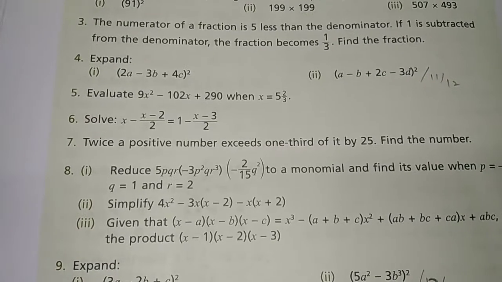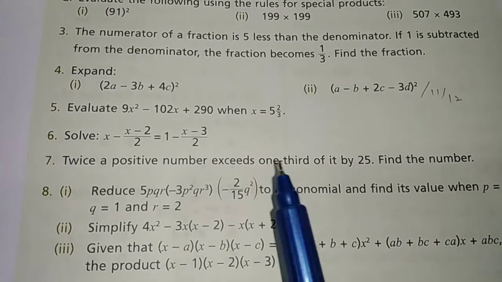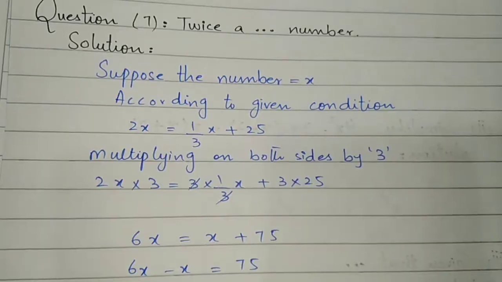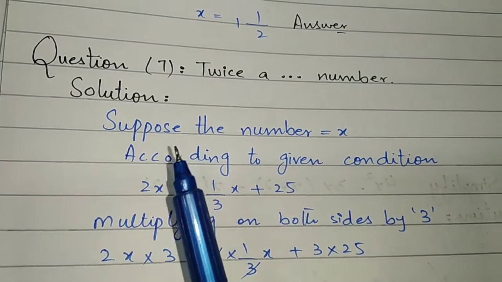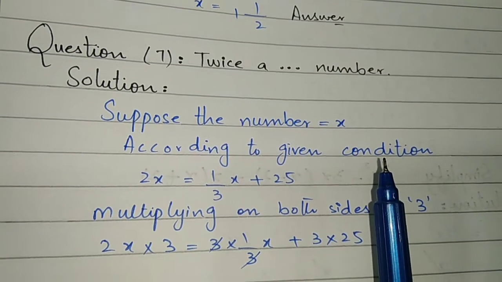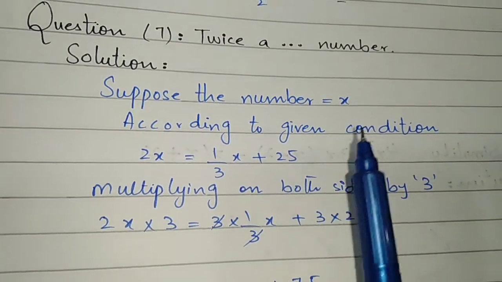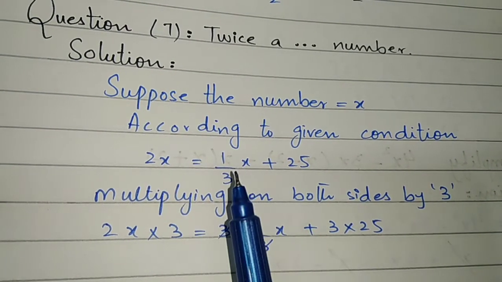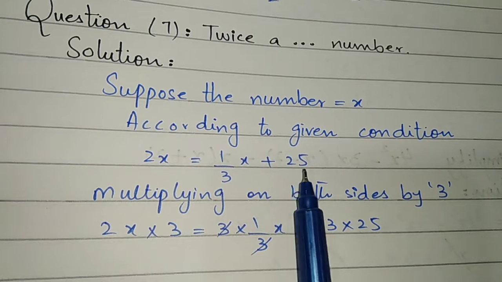Question number 7. Twice a positive number exceeds 1/3 of it by 25. Find the number. So the number is not given, so we have to suppose it. Suppose the number is equals to x. Now according to the condition, twice a positive number, so that number is x, so the twice is 2x. Twice a positive number exceeds 1/3 by 25.